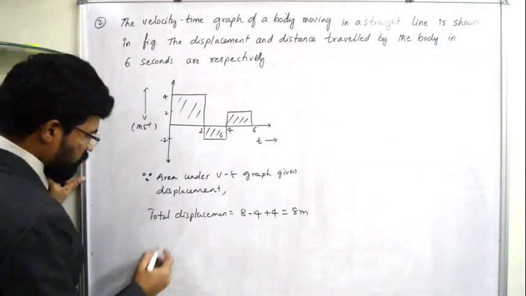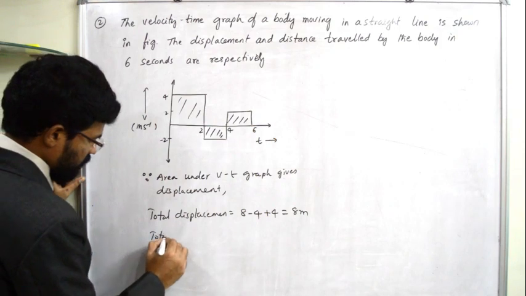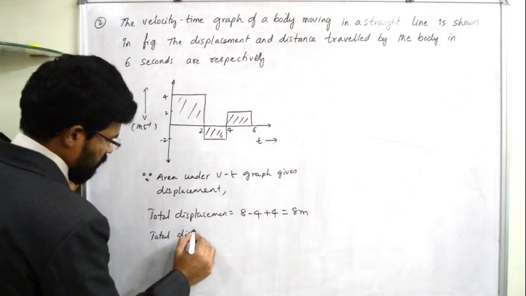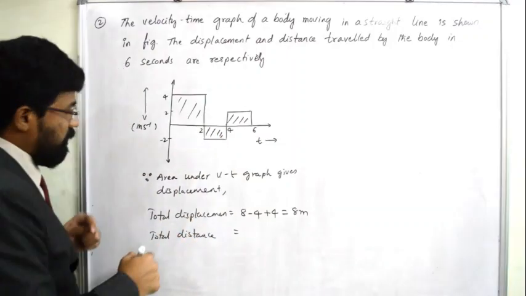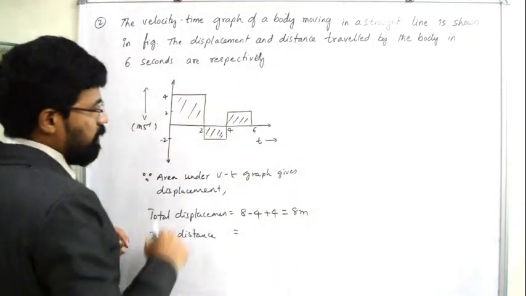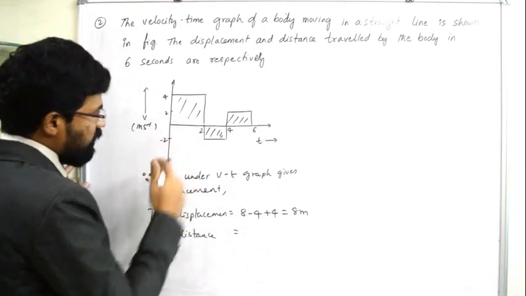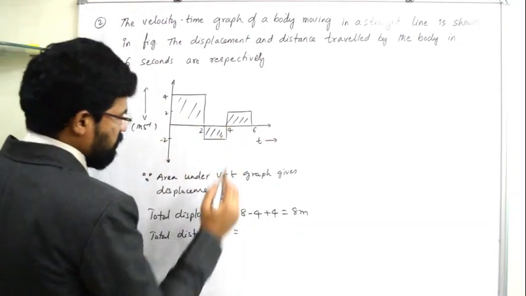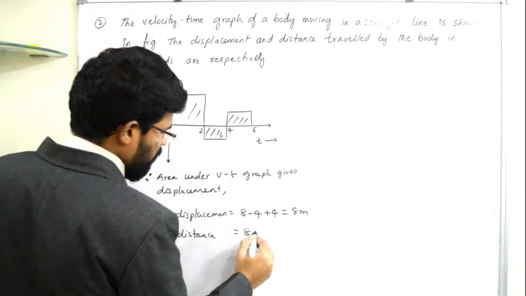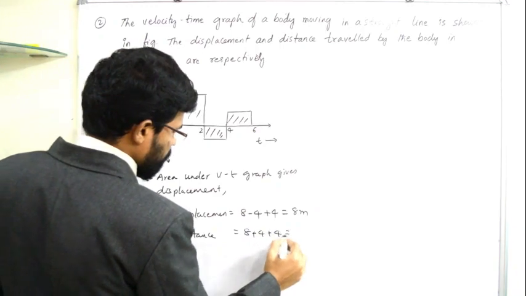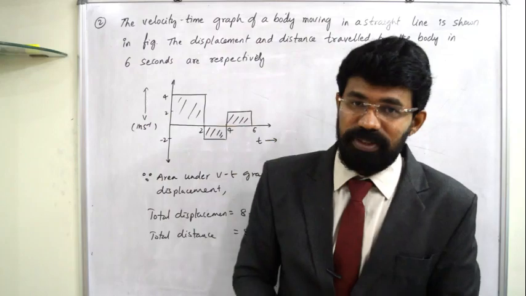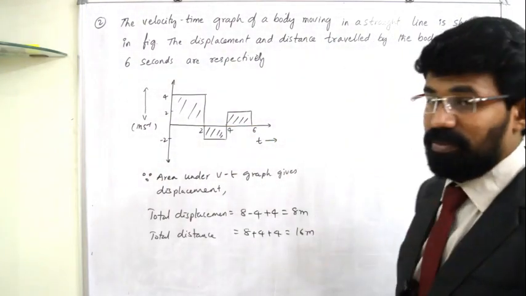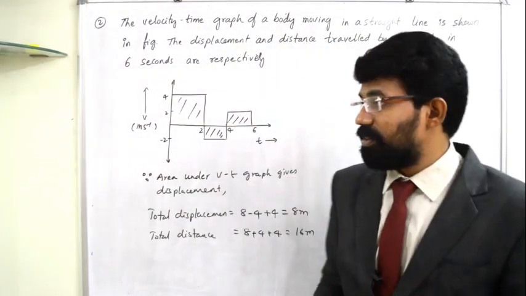So when it comes to the distance, you will be adding all the areas, whether it is here or here, whatever it is, the total area will be added. This area plus this area plus this area. How much is that? 8 plus 4 plus 4, 16 meters. So the total distance covered by the body is equal to 16 meters, and the displacement of the body is equal to 8 meters. Okay, so this is that simple.